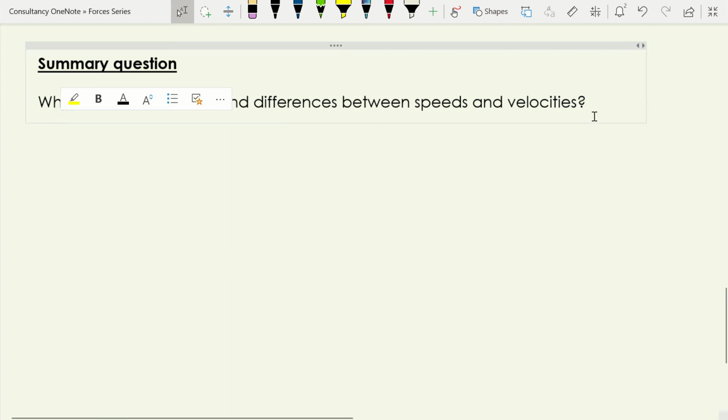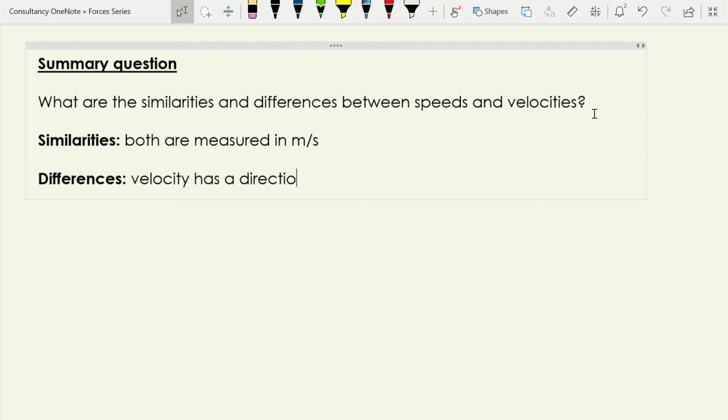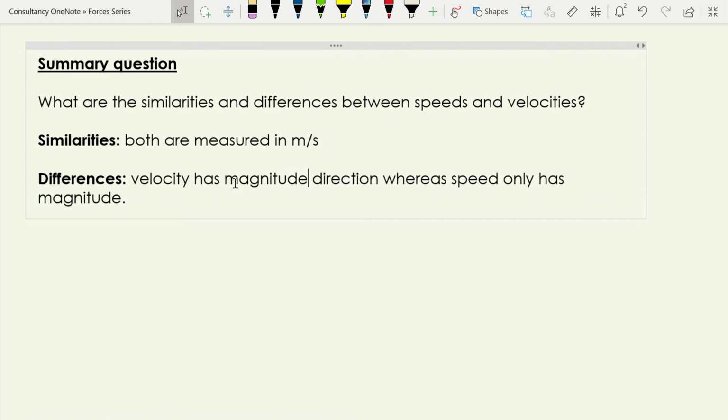Okay, so in terms of what I would come up with there, I tend to go with similarities first. Both are measured in meters per second. That's the only one I can think of. Differences: velocity has a direction, whereas speed only has magnitude. I probably should add: magnitude and direction.